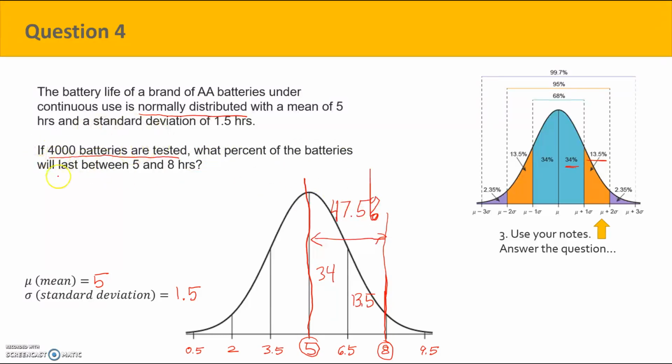But if we want to find out how many batteries there are, if we want to know how many batteries out of the 4,000 fit in that 47.5%, what we do is we take 0.475 and multiply that times 4,000. And that'll give us how many batteries are in this range. When I calculate, I get 1,900. So it's 1,900 batteries. And that's our final answer.